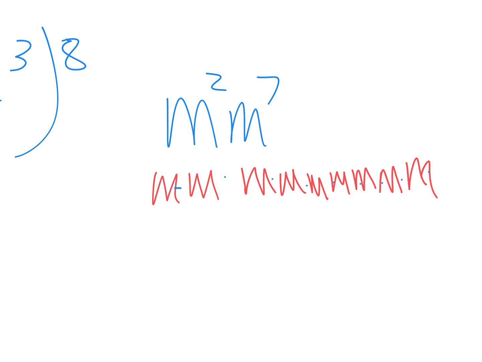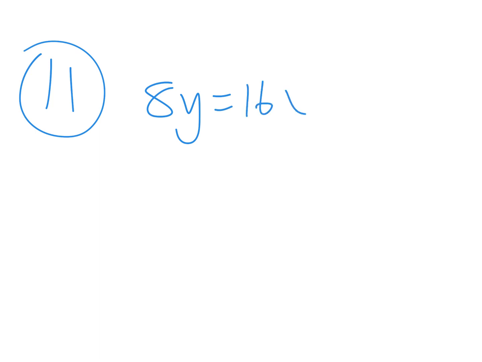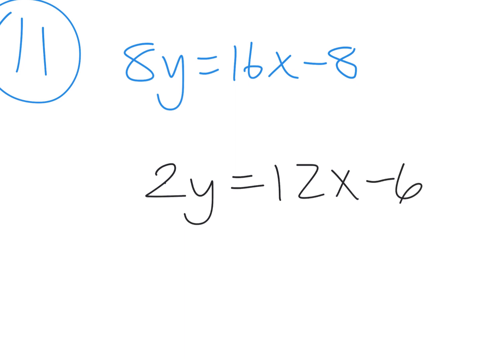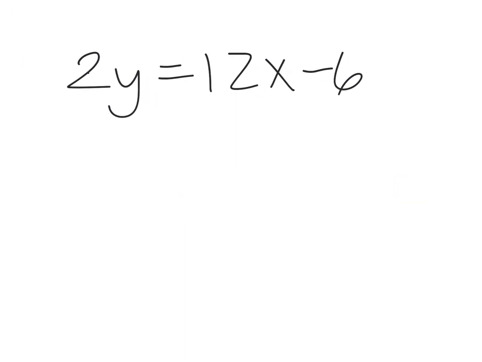Any last one? Celia. 11. Read it. Find the following: 8y equals 16x minus 8, and then you need to find the slope and y-intercept. Okay, so here's the key on this kind. I'm going to make up another one because, again, you have this exact question in a second. But what if it was 2y equals 12x minus 6? What I'd do is just divide everything by 2.